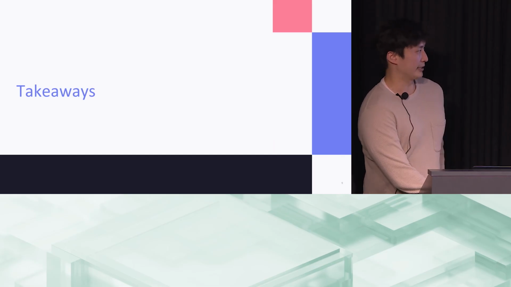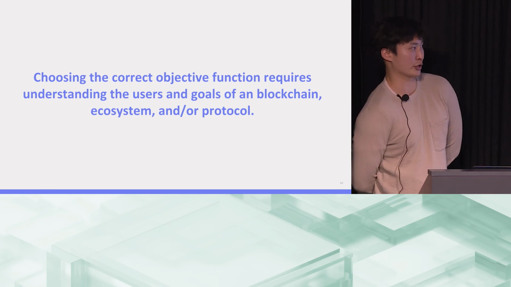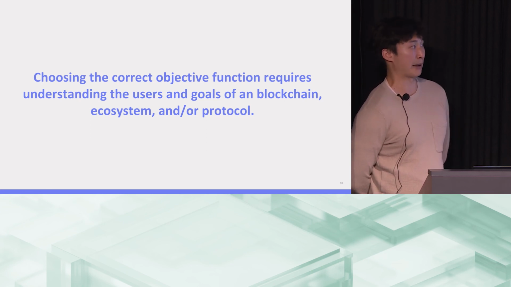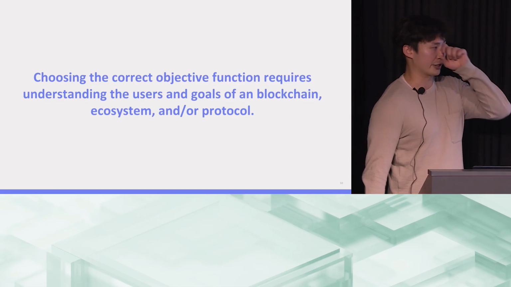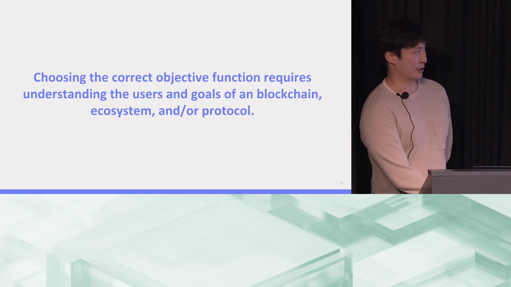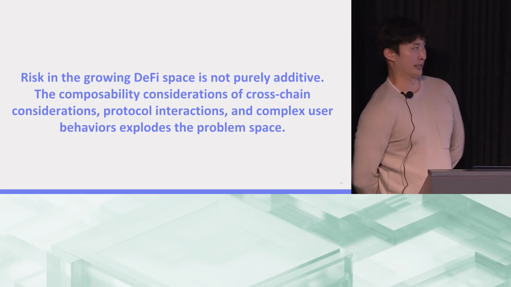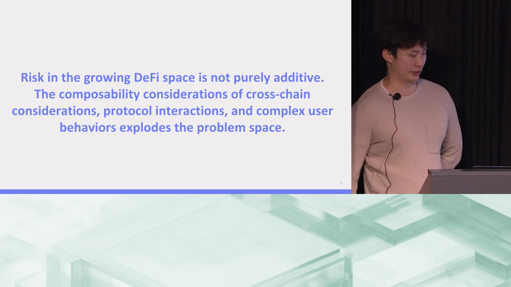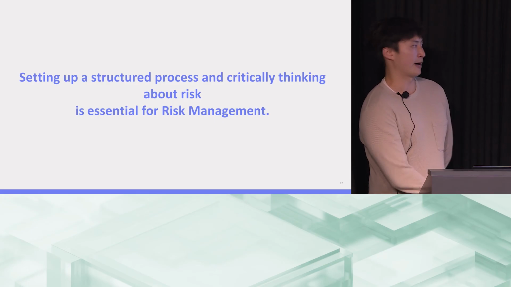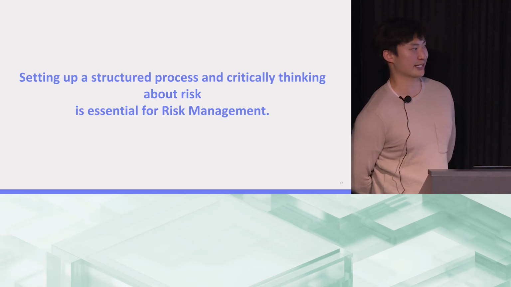To highlight some of the takeaways, choosing the correct objective function requires understanding the users and goals of a blockchain ecosystem and protocol. Again, this isn't just done by one company. This is done across various communities and with input from various market participants. Risk in the growing DeFi space is not purely additive. The composability considerations of cross-chain protocol interactions and complex user behaviors explode the problem space. And finally, this is a bit pithy, but setting up a structured process and critically thinking about risk is essential for risk management. Cool, thanks.